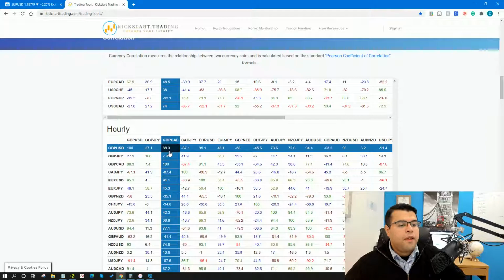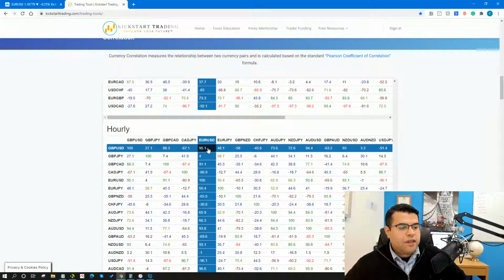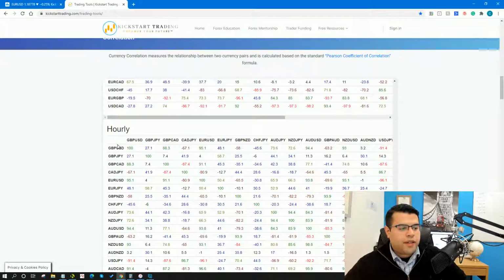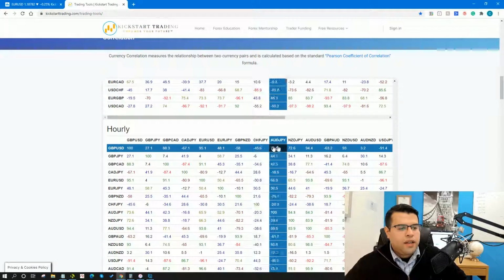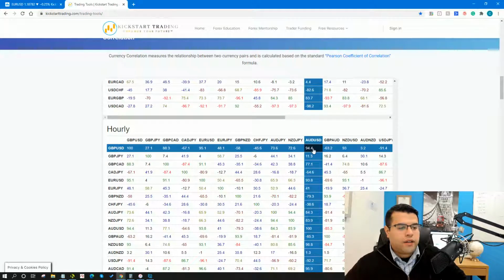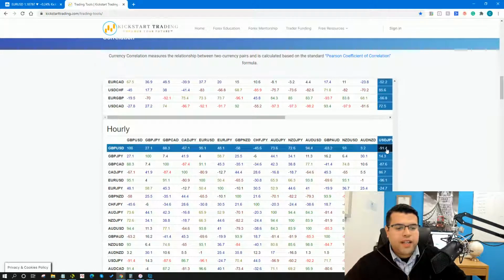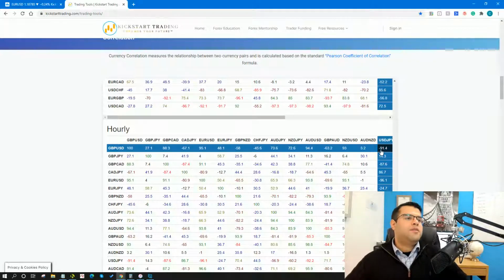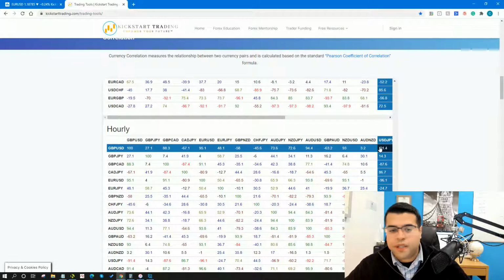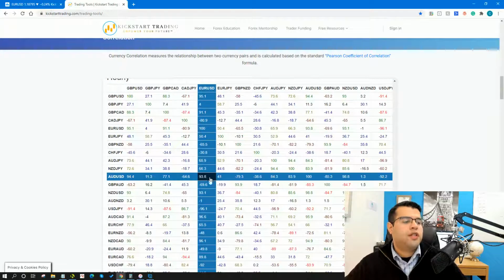That's it. Outside of that, if you look at euro dollar and pound dollar, 95. Look at Aussie dollar and pound dollar, 94. Look at Kiwi dollar and pound dollar, 93. Look at dollar yen, negative 91. So obviously a negative correlation, but a very strong one. So my suspicion about this being driven by the dollar is absolutely confirmed. There's no question in my mind.